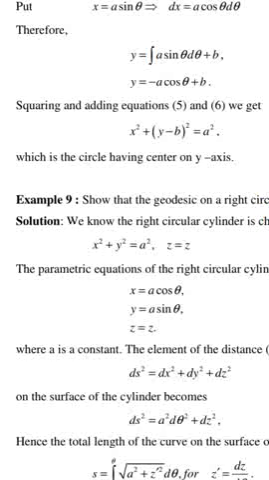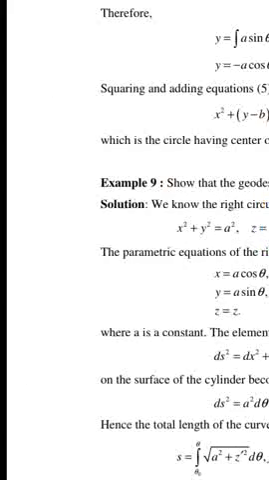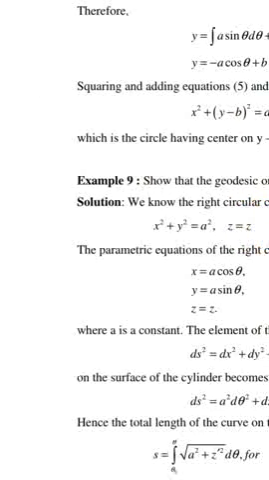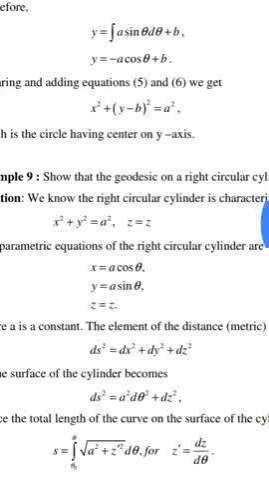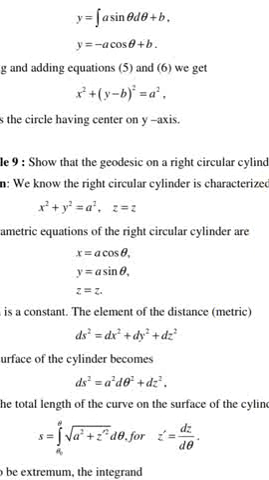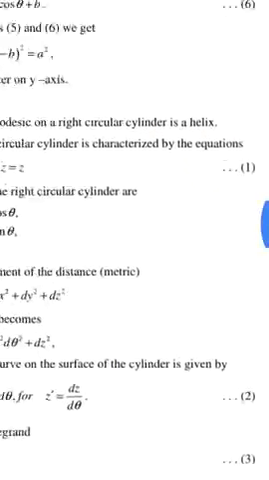We know that the right circular cylinder is characterized by the equations x square plus y square is equal to a square, z is equal to z. The parametric equations of the right circular cylinder are x is equal to a cos theta, y is equal to a sin theta, z is equal to z. Therefore, dx is equal to minus a sin theta d theta, dy is equal to a cos theta d theta, and dz is equal to dz.